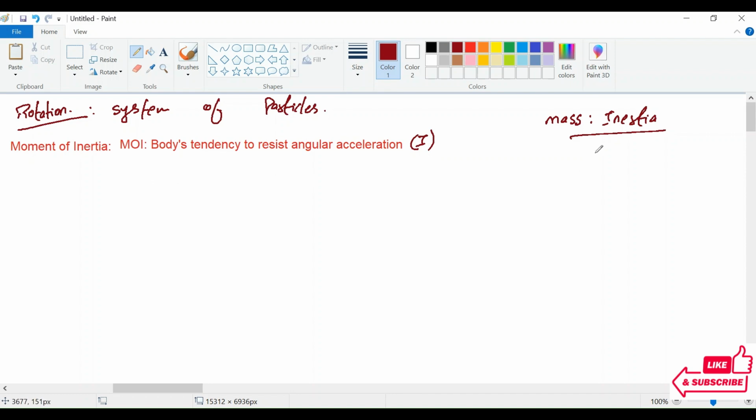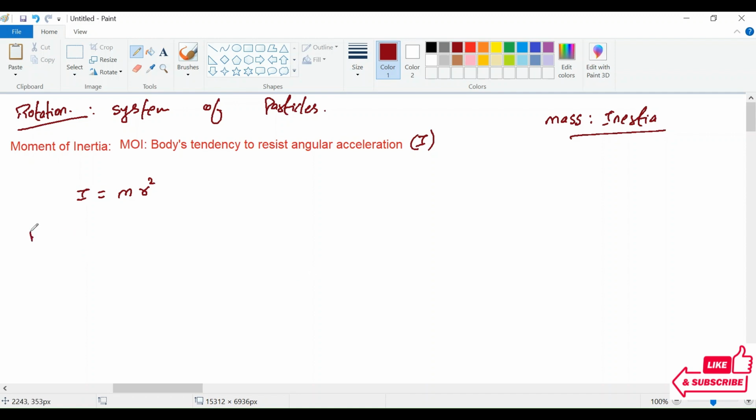And what is mass? It is the tendency of the body to resist linear acceleration. Okay, clear? Chalo. What is I? I is a product of m r square, mass into its radius whole square. R is the distance. Let's understand what these terms are. Everything we will understand.